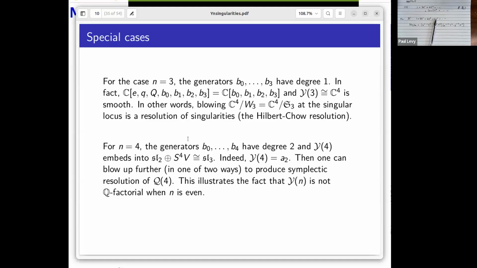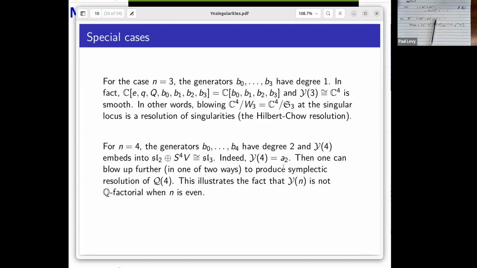Now, what about n equal to 4? Well, in this case, your generators b_i have degree 2 rather than 1. So that means both the SL2 and the S4V, these are all of degree 2. So this is a homogeneous thing, with all generators of degree 2. So what you would imagine is this is probably a minimal nilpotent orbit closure. And in fact, that's right. This is the minimal orbit in SL3, so an A2 singularity.